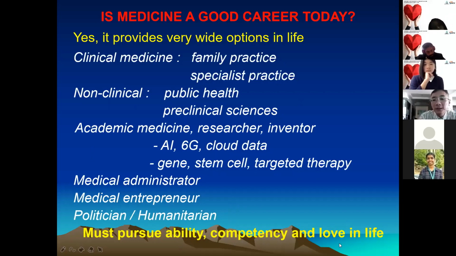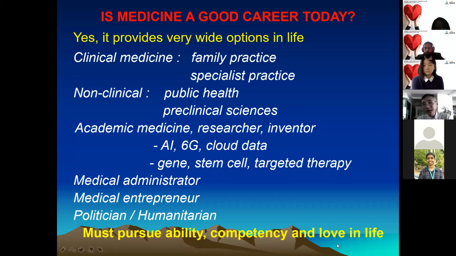whatever you do, you must be able. You must be competent and you must love it. Then only can you be successful. And if you find that your ability, your competency and your love is not in medicine, then I think you have to move away. When you move away, it's between you and your people, but it's not fair to yourself to do something for the next 30, 40 years, a line that you do not like. But if you like, as I like, medicine is very good.